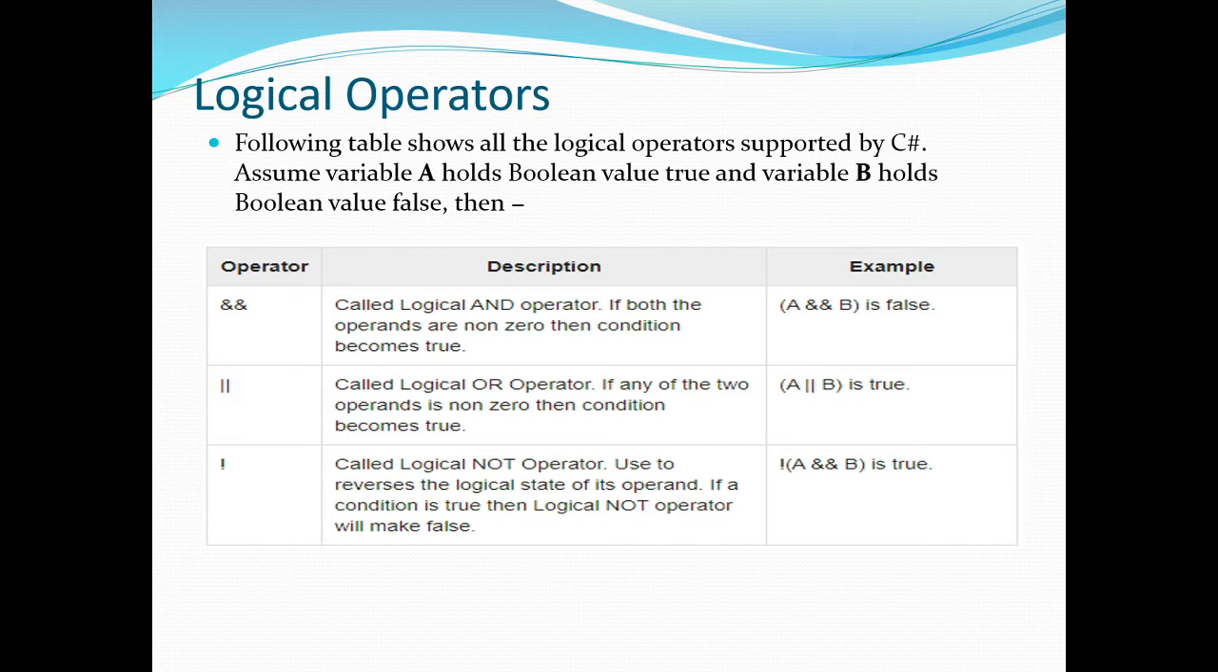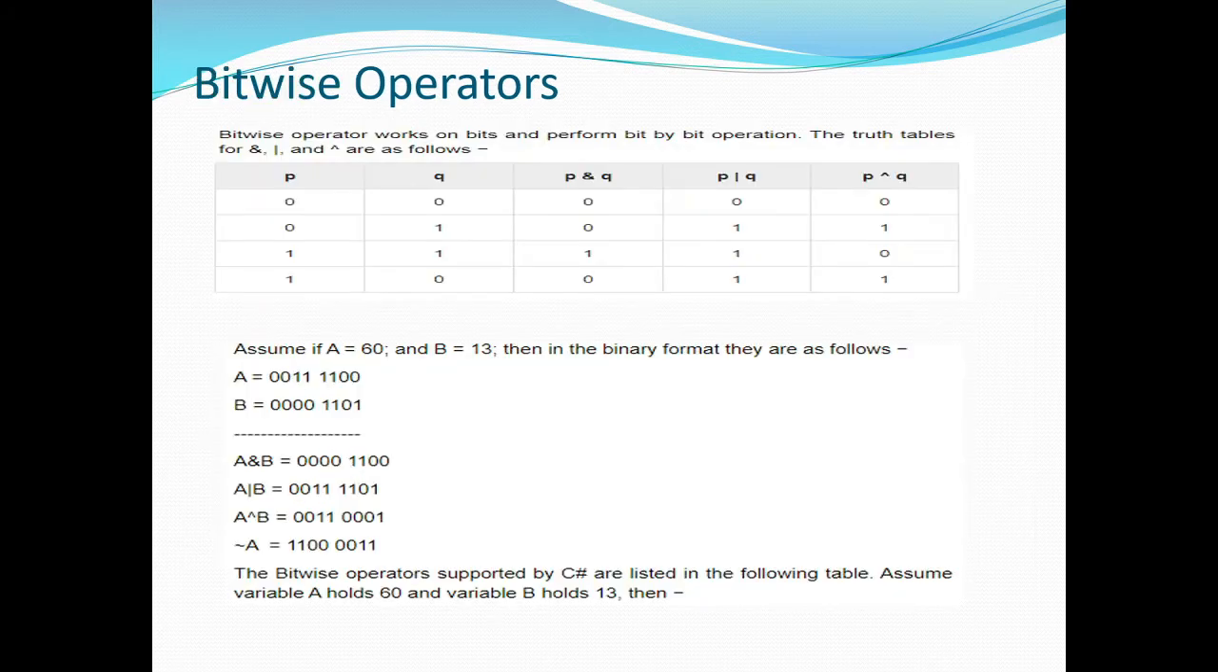Then the other one, not A and B is true. So si A ay hindi katulad ni B, which is true. Kaya dahil nilagyan mo siya ng not sa unahan, yung not operator na tinatawag. Pero kung wala yan, magfo-false siya kasi the value of A is true, then the value of B is false.